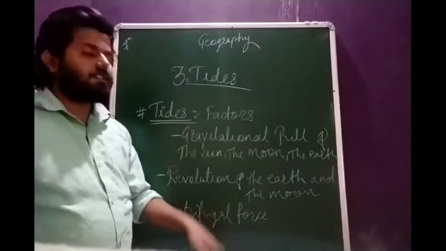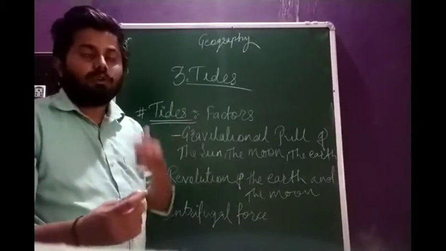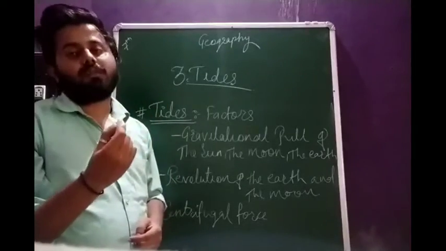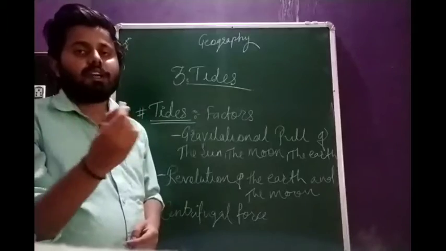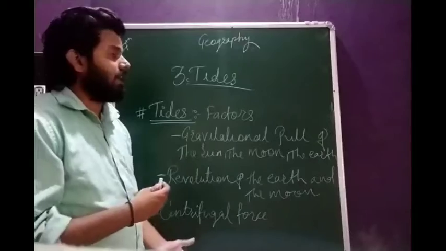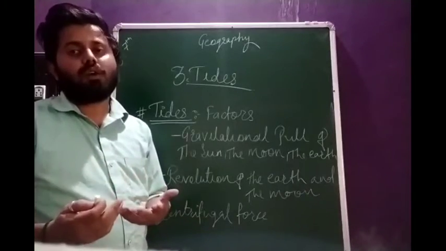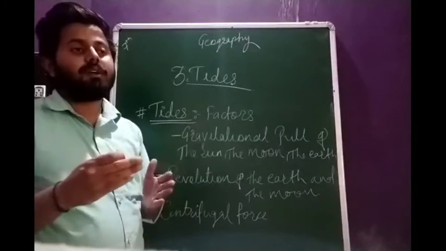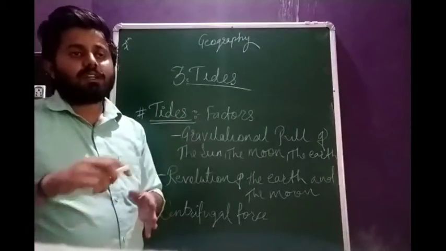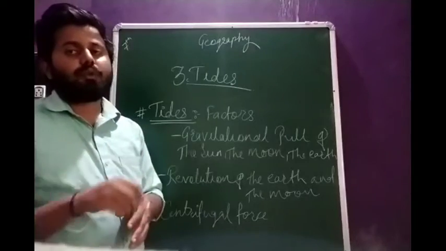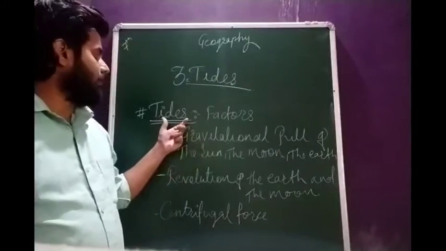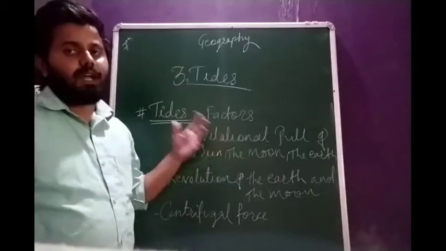And the last one, centrifugal force. As we all know, along with revolution, the earth rotates around itself also, right? And while rotating around itself, it creates centrifugal force. As I told you already, centrifugal force means when the material is thrown away from the center, and that is again because of the rotation of the earth, right? And that is the most important factor for the generation of tides.